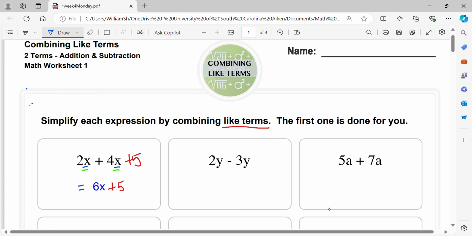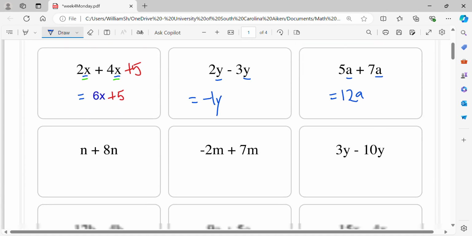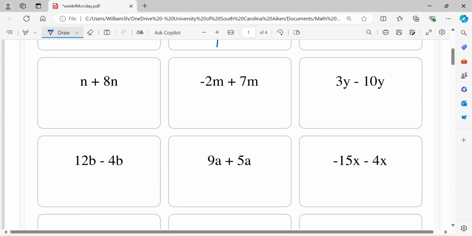The next one says 2y minus 3y. They do have like terms, they both have a y. 2 minus 3 is negative 1, so I'm looking at negative 1y. I was able to combine them because they had like terms. I now have 5a plus 7a. The like term here is the a, and both of them have an a. 5 plus 7 is 12, so I have 12a. Not meant to be very difficult.